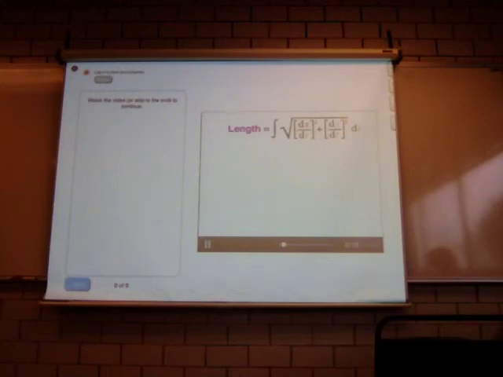Let's try another example. Suppose x equals r times the cosine of t, and y equals r times the sine of t, where r is a constant. Find the length of this parametric curve over the region from t equals 0 to t equals 2 pi.